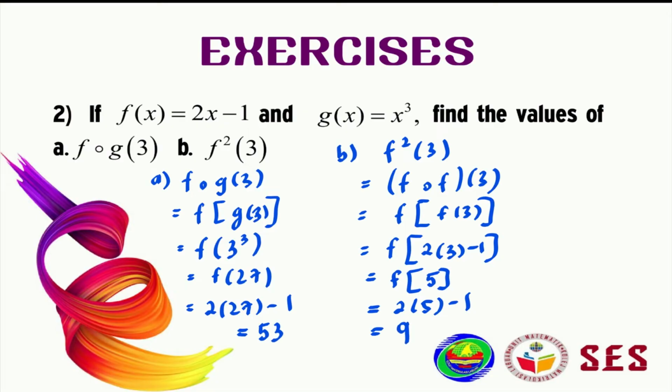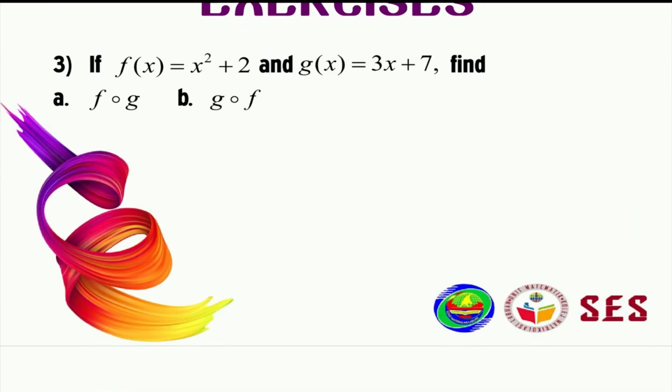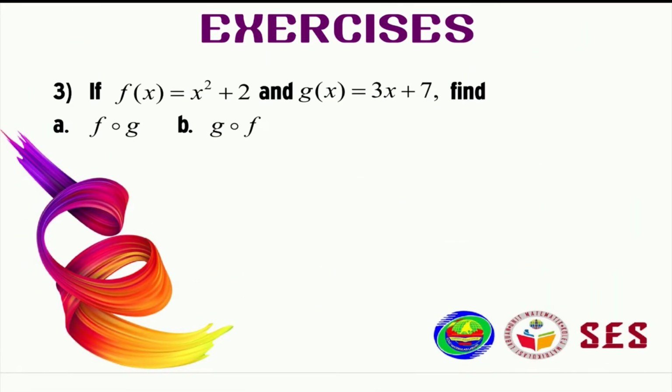Alright, so let us continue with question number 3. We need to find f∘g and g∘f for this particular question. For our f(x) we have x squared plus 2, and for g(x) we have 3x plus 7. Alright, so for question A, f∘g can also be written as f composed with g(x) like this, which basically means we will substitute the g(x) into the x of this f(x) here.